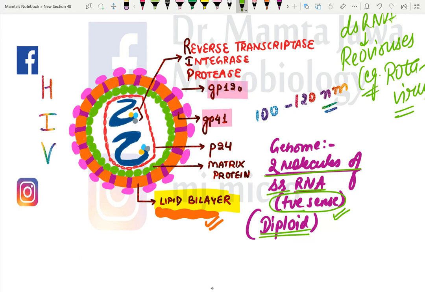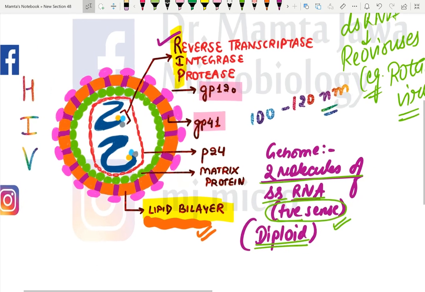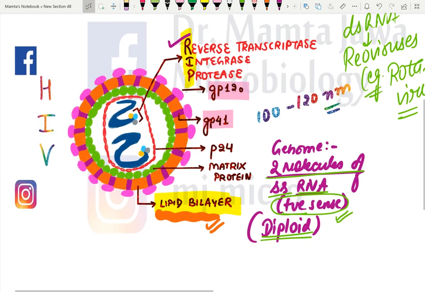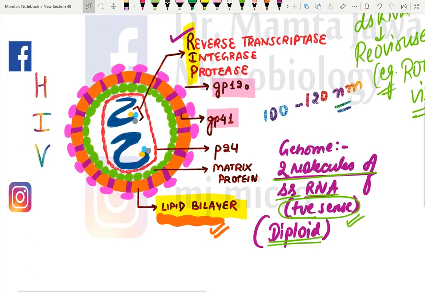Right? So the genome is diploid, and every molecule of RNA, if you see carefully, I've drawn three circles in different colors: the yellow circle, the sky blue colored circle, and the gray circle. These three represent the three important enzymes RIP, that is reverse transcriptase, integrase, and protease respectively. Now you can easily remember them by remembering rest in peace, because unfortunately the patient is going to succumb to this disease, right? Now, reverse transcriptase, integrase, and protease are the three important enzymes, and the functions I'm going to tell you in a few minutes, right?